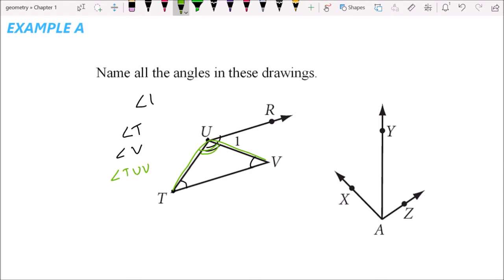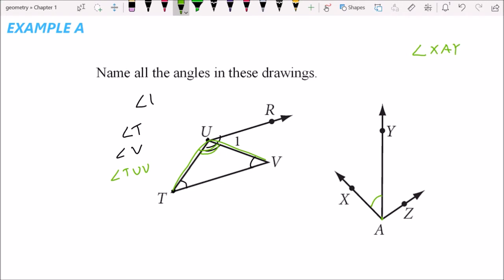If you haven't answered the next question yet, try it based on what we just did. So pause the video and try it, then hit play to see how you did. Okay, here's what I think it should be. Okay, over on the right, notice all the angles come from A, but there's more than one, so we're required to use three letters. So what I'm going to call this angle over here is angle XAY.